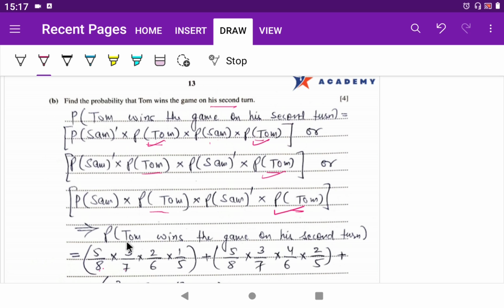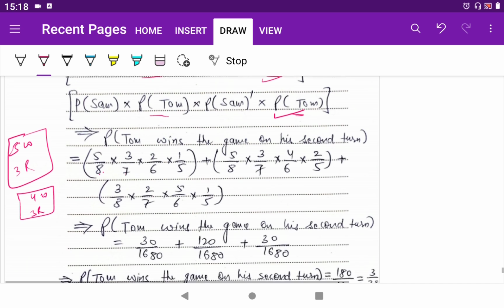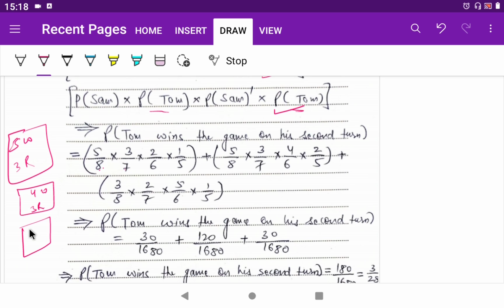So the probability Tom wins the game on his second turn: when Sam played, there were 8 discs, 5 white and 3 red. So he didn't get a red one, so 5 divided by 8. Now there are only 7, 4 white and 3 red, and Tom played. Now Tom needs to remove a red one, so 3 upon 7. And when he played, there are only 4 white and 2 red.